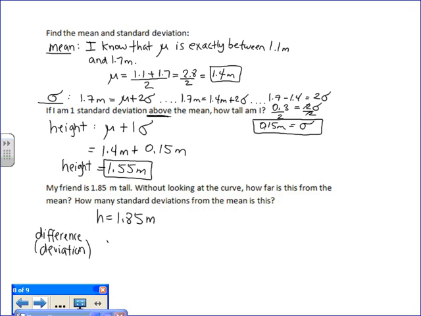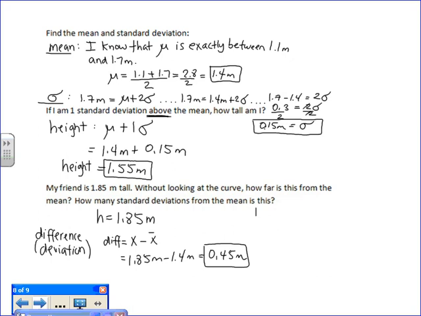So the difference is equal to her height minus, actually I should really be following my formulas for a minute. So it should be her height minus the mean. So it's x minus the average, or in this case, the mean. So 1.85 meters minus 1.4 meters. And so I get 0.45 meters. So she's 0.45 meters above the mean. That's her difference. How many standard deviations is that from the mean?